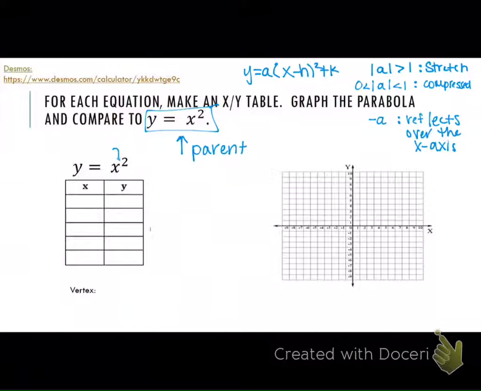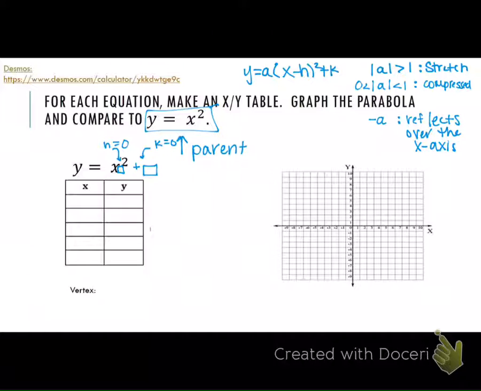Maddie, where is the vertex of the parent function? What's your vertex? 0, 0. Right, there's nothing between and there's nothing at the end, so it is 0, 0. Our H, K is at 0, 0. So, Jen, if I go out 1 with the parent function, what do I do? Up 1, because 1 squared is 1.